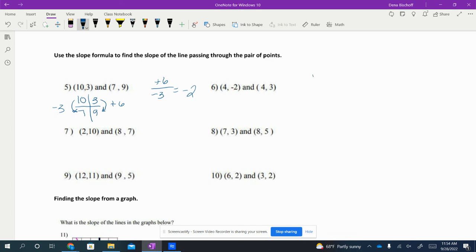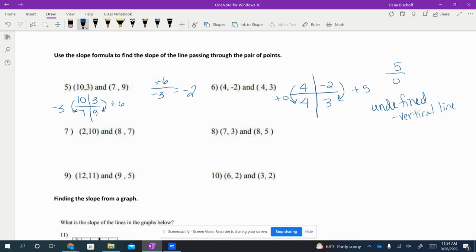Let's make it a table again. So my first ordered pair is (4, -2). My second ordered pair is (4, 3). What happens on the y side? Plus 5. That's my top number, my numerator. What happens on the x side? Plus 0. What happens when I have 0 in the denominator? Undefined. Yeah, we get an error message on our calculator. Good job. Undefined. That means this is what kind of a line? Vertical. This is a vertical line.